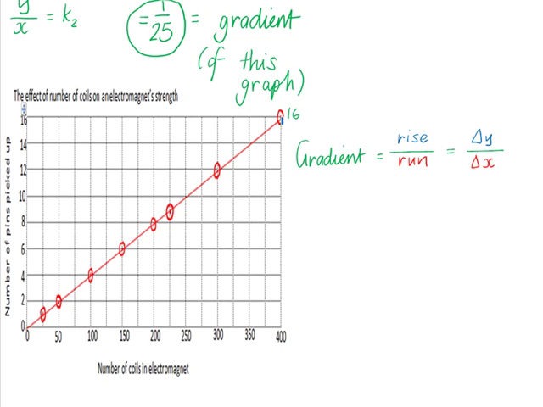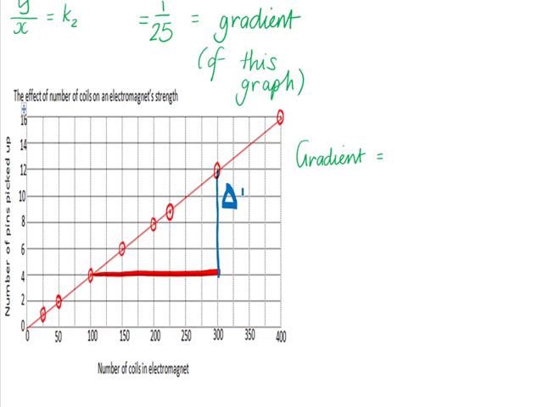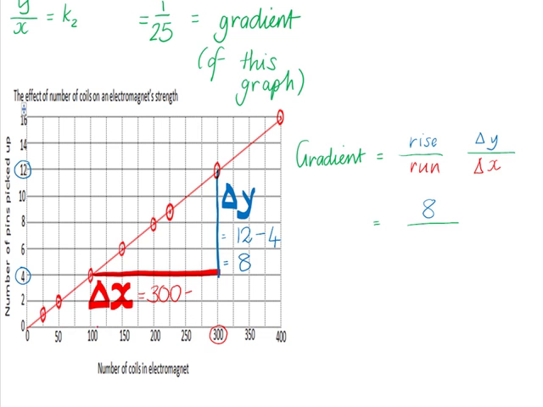So let's maybe, for example, take the entire triangle given by this graph, and we can see that the change in y is 16 minus 0 equals 16. That's the rise. And the run, or the change in x, is 400 minus 0, which is obviously 400. So we have 16 divided by 400, which is 1 over 25. Let's take a smaller triangle. Let's take that one over there. So we have the rise 12 minus 4, which is 8, and the run 300 minus 100, which is 200. 8 divided by 200 is 1 over 25.